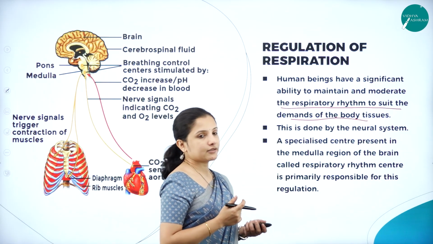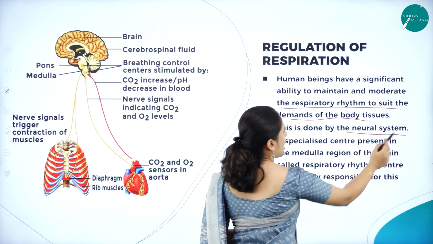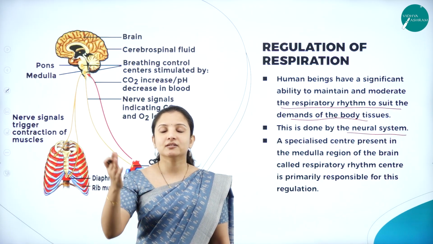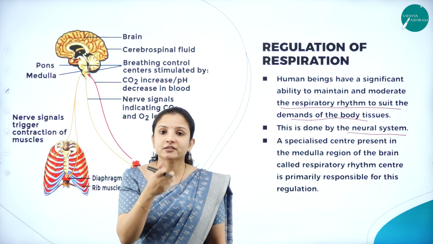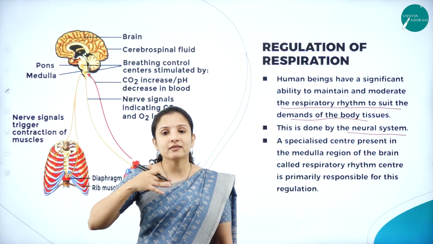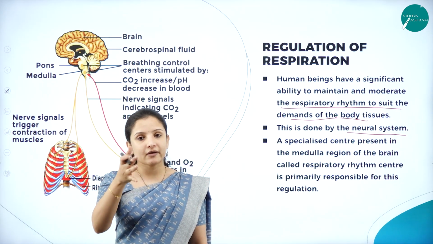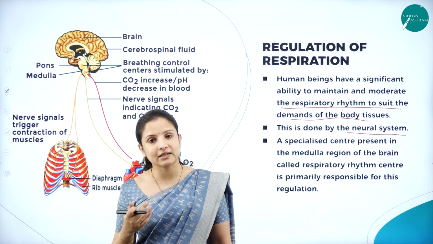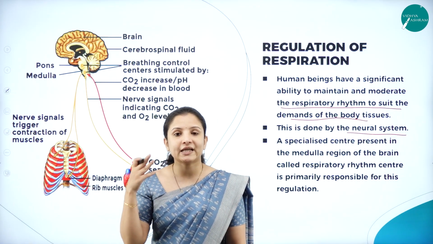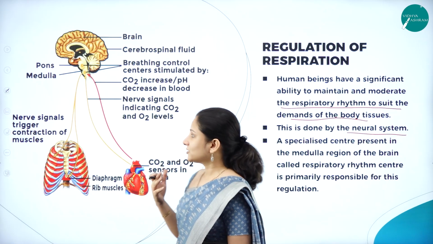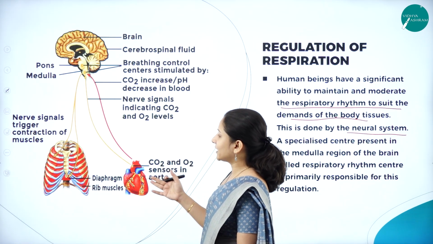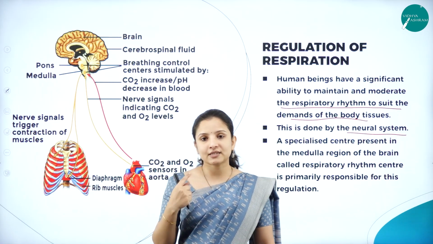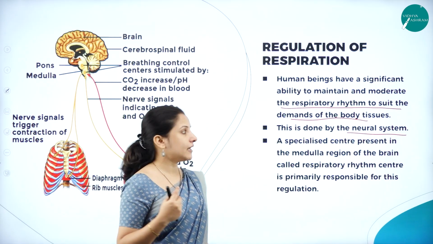So, this is done by the neural system. The nerve cells will send signals to the brain saying that this person is exercising, he needs to take in more oxygen. So, let the breathing rate increase, because the availability of oxygen to this person is very, very less. He needs more oxygen, so let his breathing rate increase. That is how the neural signals send information to the lungs as well as the heart, stating that the regulation of breathing has to occur.